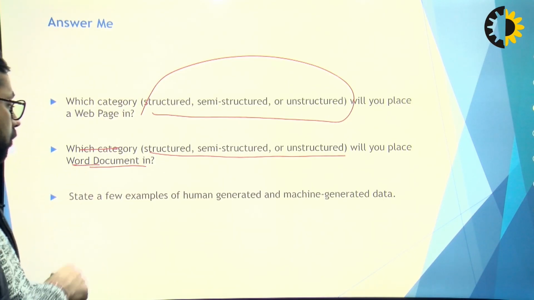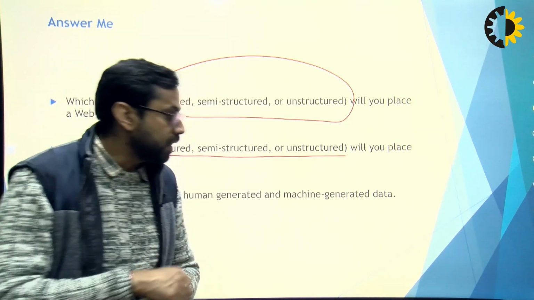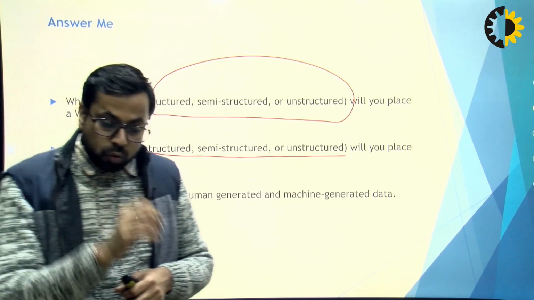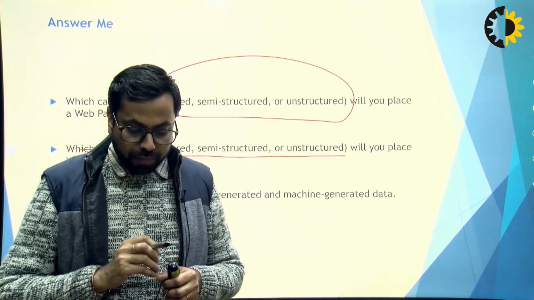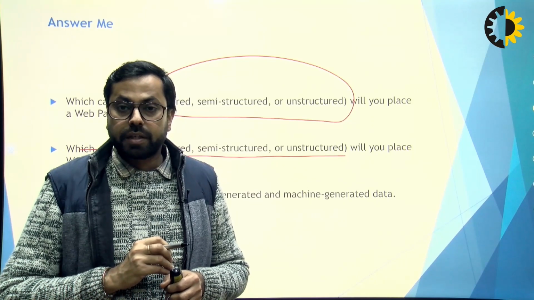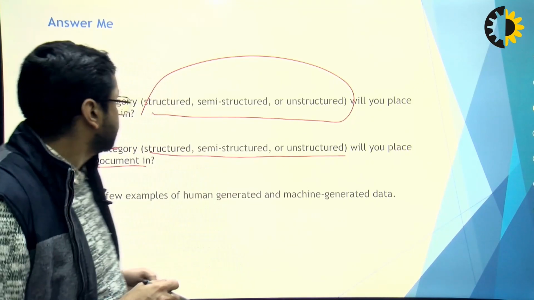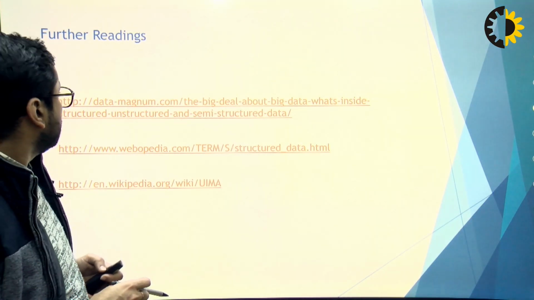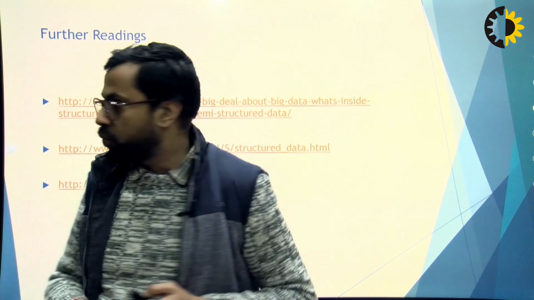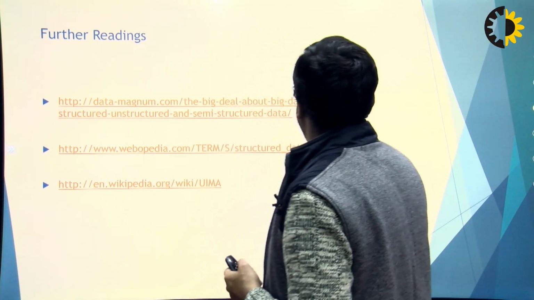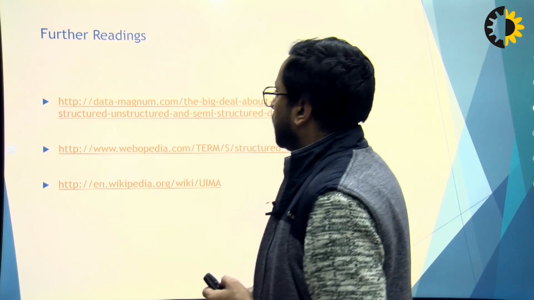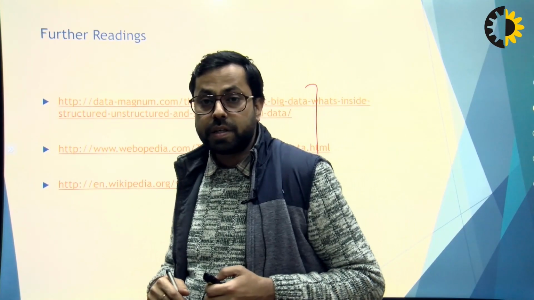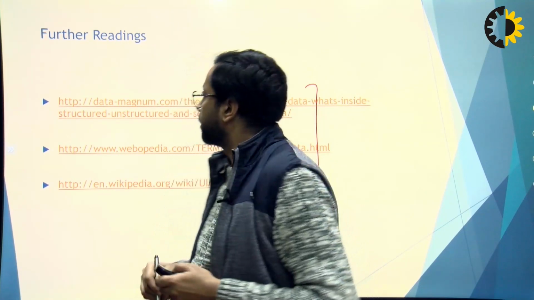State a few examples of human-generated and machine-generated data, and also categorize them into structured, unstructured and semi-structured formations. These are the proper references through which you can get all the details, from chapter 1, digital data, on the topic of big data.